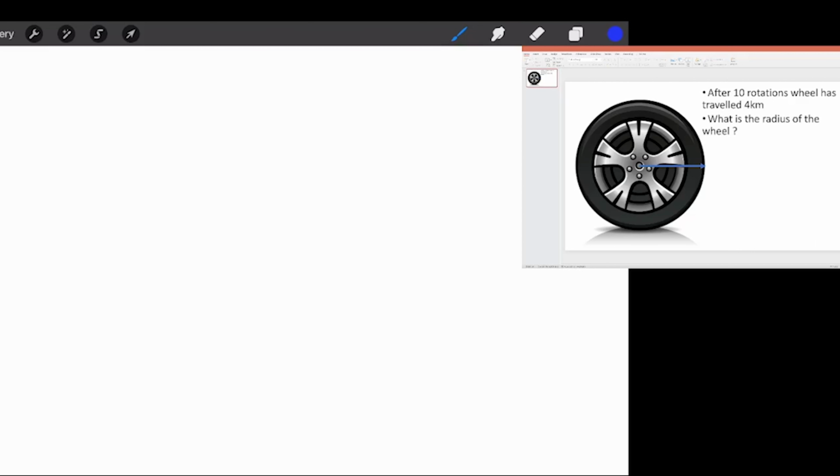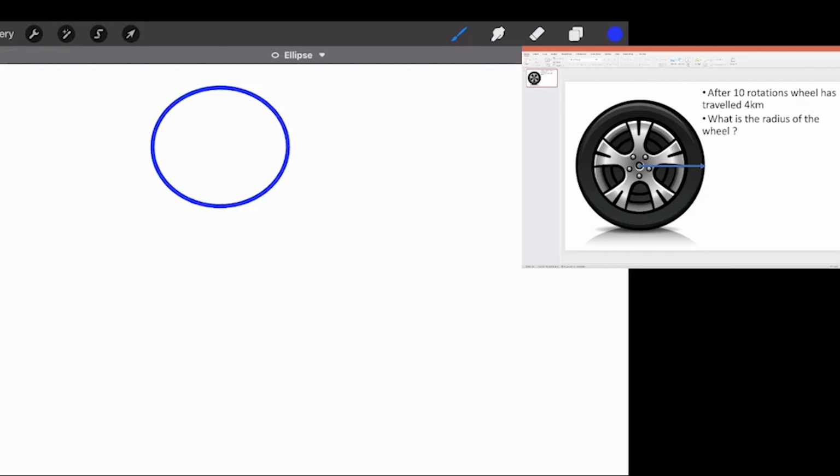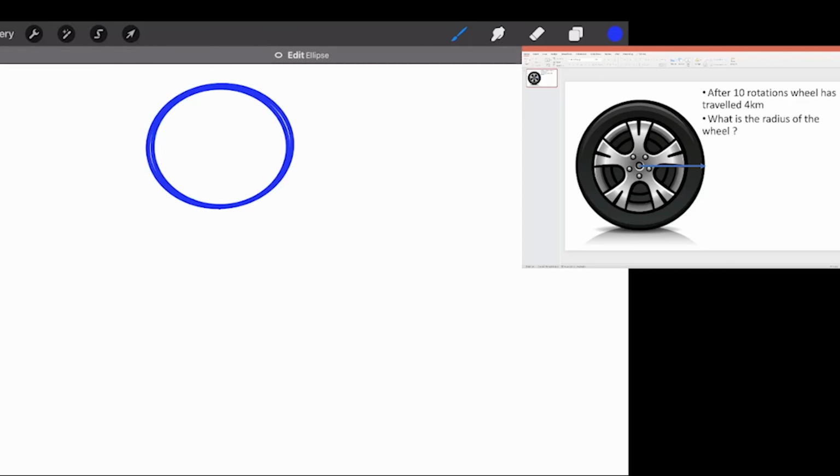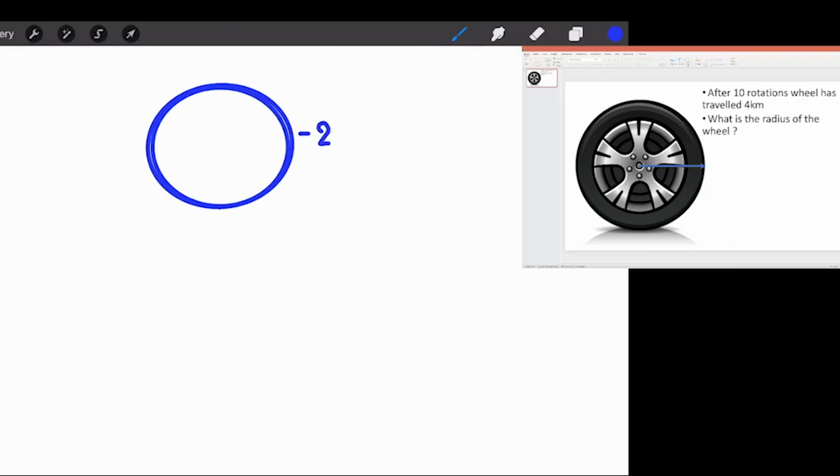Okay, simple. So let's first draw a circle. Done. Let's consider this is the wheel. What we know is that if I travel from this point to this point, this is called circumference, and the formula of circumference is 2 pi r. In 2 pi r, we know the value of pi, 3.14. Do we know the value of r? No. This is what we'll have to find out. Now it is tricky.